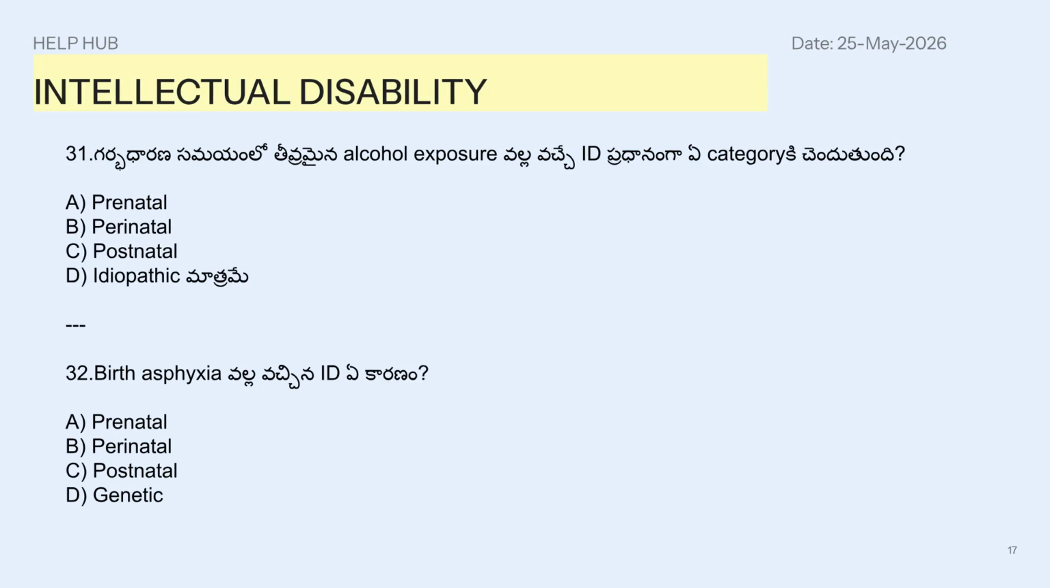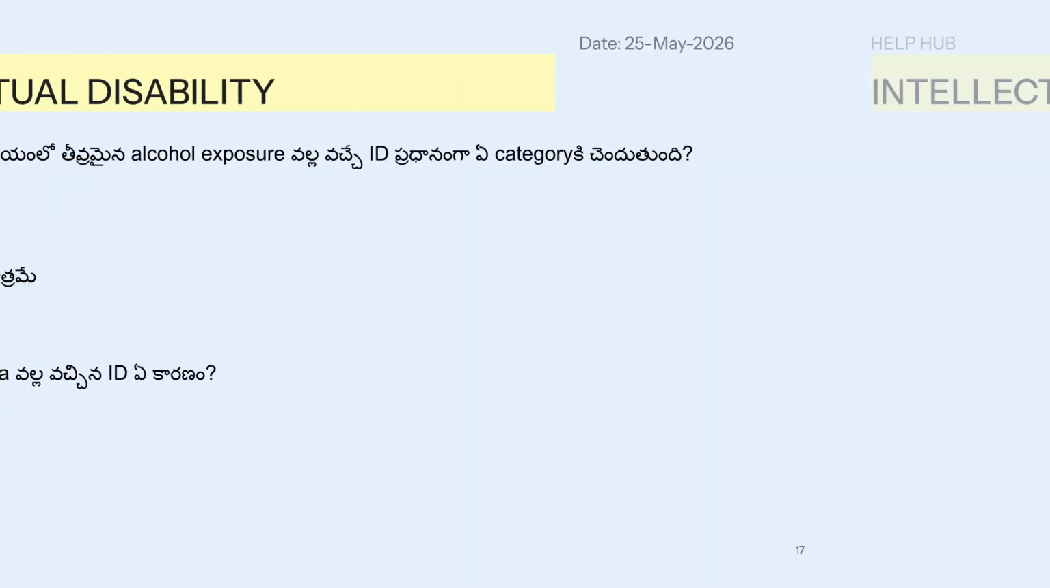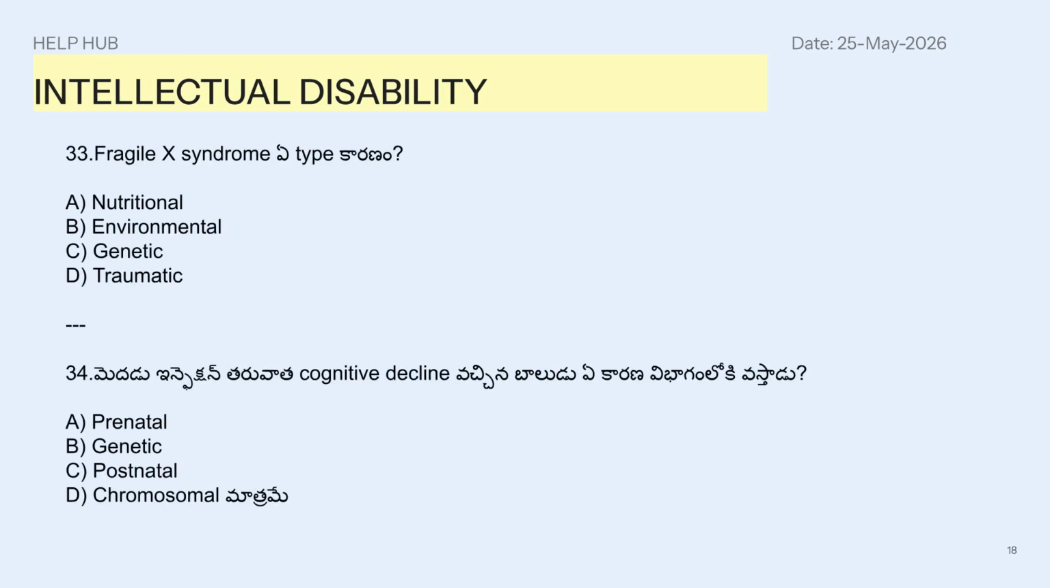Question 31. Severe alcohol exposure during pregnancy primarily falls under which category of ID causes? The answer is A. Prenatal. Question 32. Birth asphyxia is a cause of ID in which category? The answer is B. Perinatal. Question 33. Fragile X syndrome is which type of cause? The answer is C. Genetic.